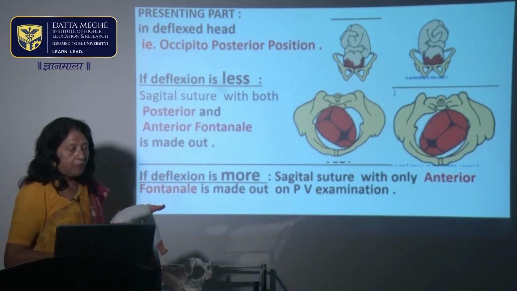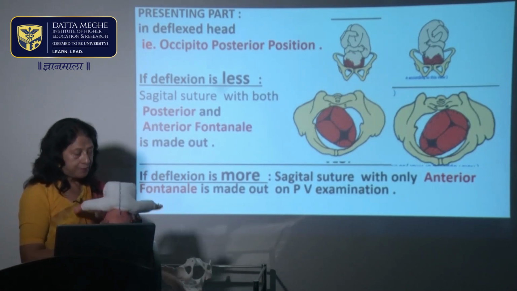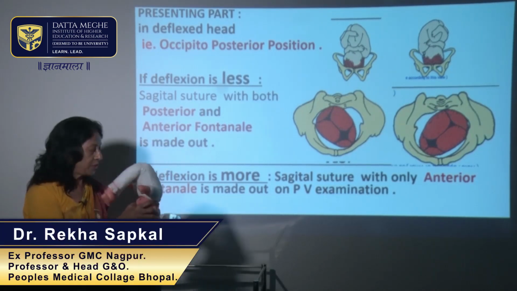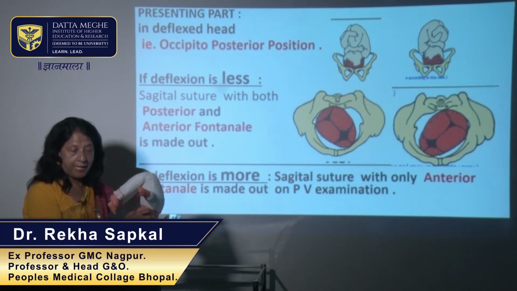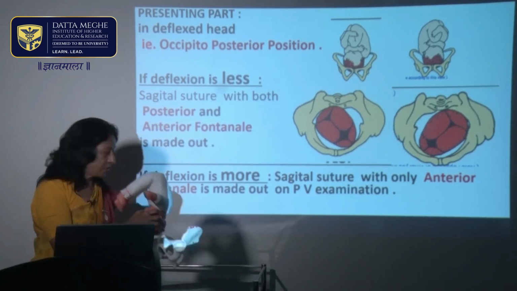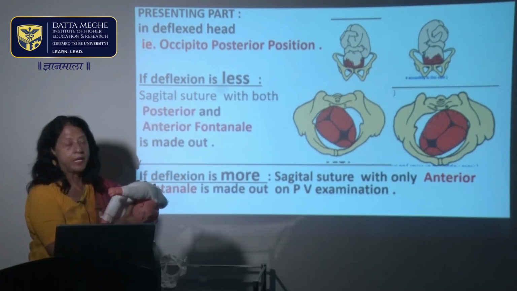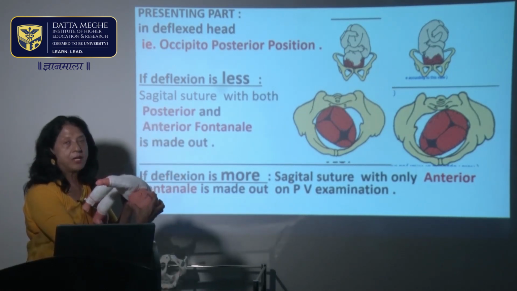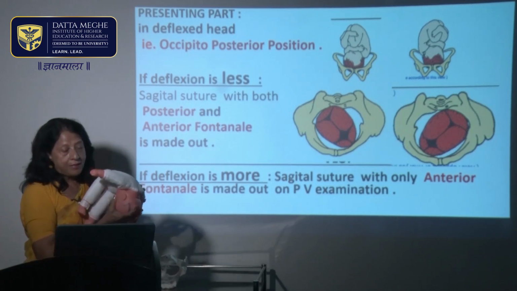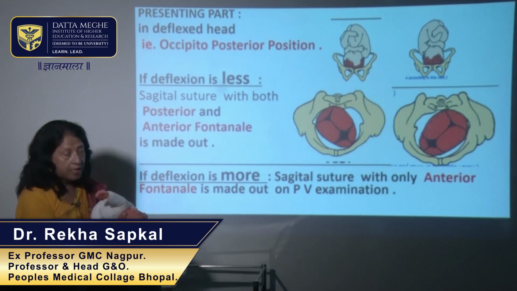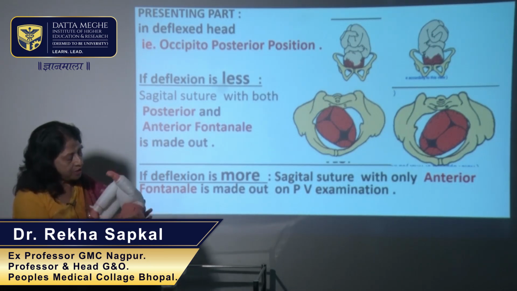Now, when the position is abnormal, means occipito-posterior position, there is deflection of the head. If the head is deflexed, this is complete flexion of the head, this is deflection. So, deflection is more, like that. So, the diameter of engagement will change in different positions when the deflection is less or more.